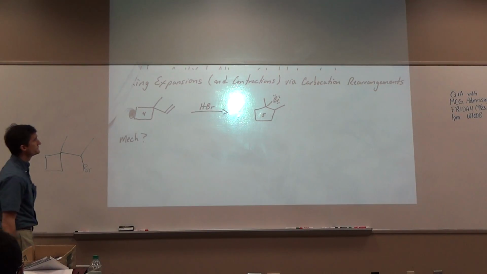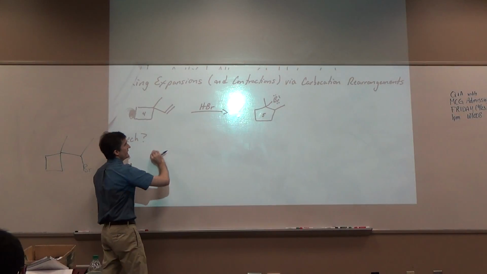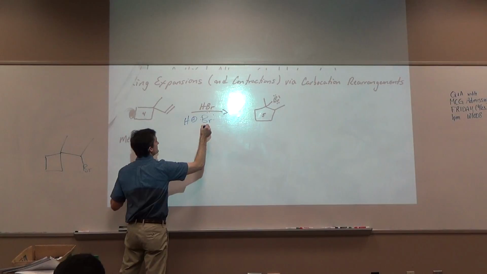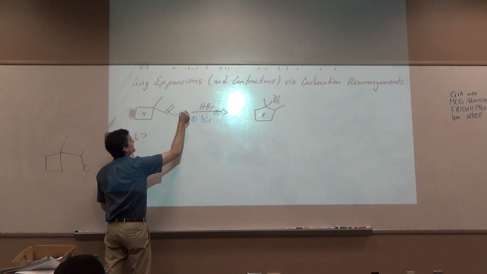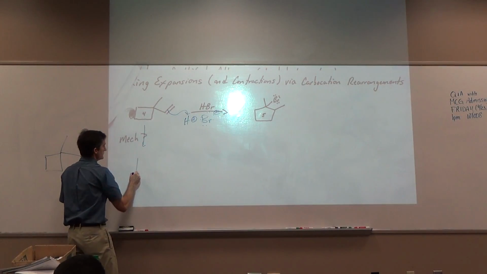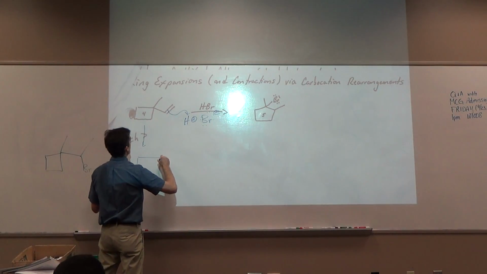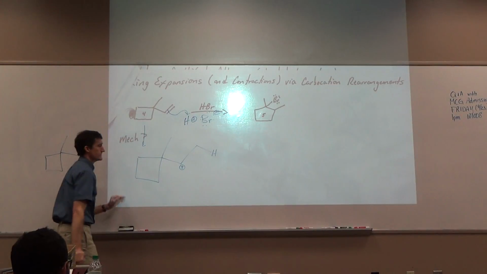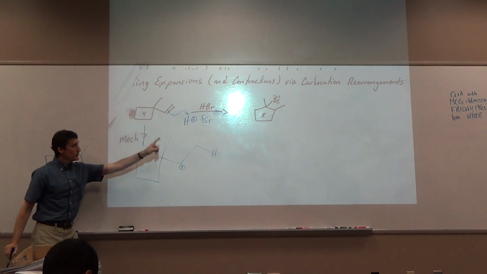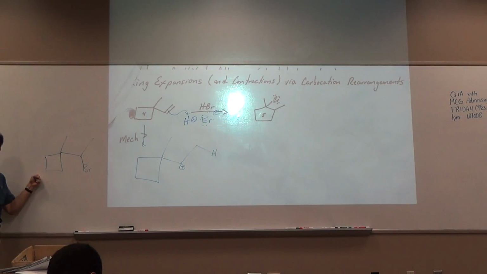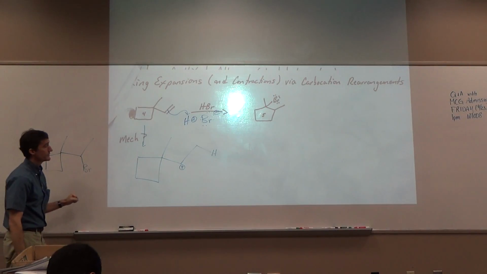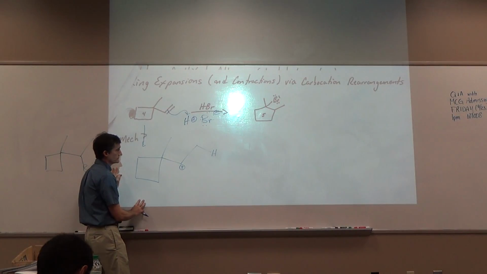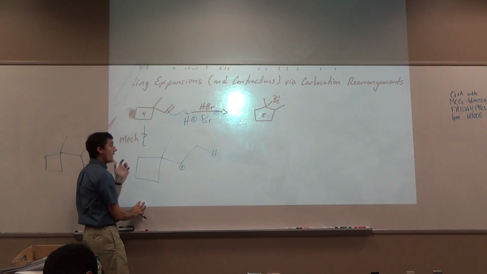How do we get that? Well, the start is the same. H plus, Br minus. Electrons attack here. H there, cation here. Bromine then attacks the cation, we would get this. But instead, what happens? A rearrangement.